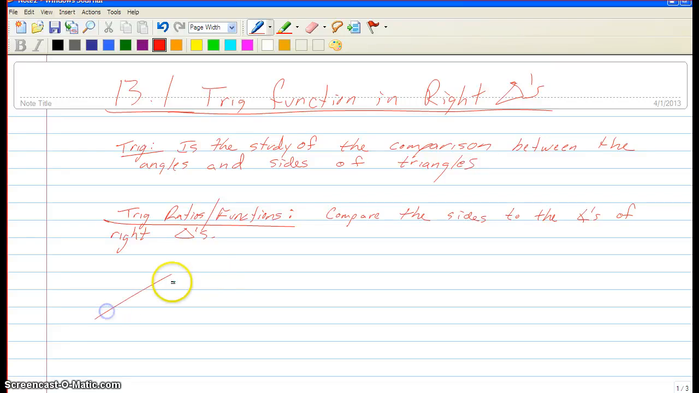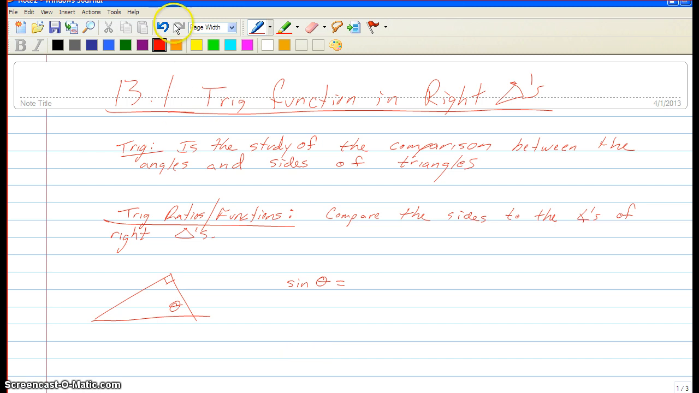If we have a generic right triangle and we label an angle theta, just for fun, because we label angles using Greek letters. It's just what they do. Talk about the Greek geometers. You guys know about sine. Sine of theta is going to be equal to, okay? And it compares the sides to that angle.